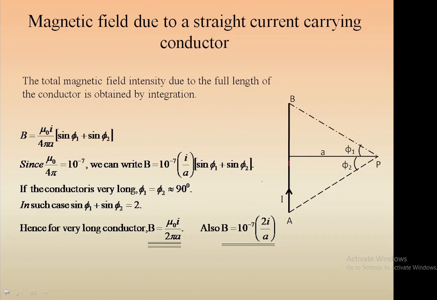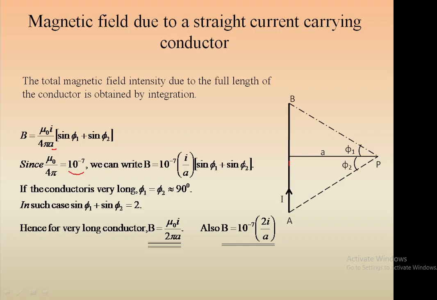The total magnetic field due to the entire length of the conductor AB is obtained as capital B equals mu 0 divided by 4 pi A into sin phi 1 plus sin phi 2, multiplied by I. Here mu 0 is the permeability, I is the current flowing through the conductor, A is the perpendicular distance from the conductor to the point P where we have to find the magnetic field, and phi 1 and phi 2 are the angles subtended at the point P by the end points A and B. Now, mu 0 divided by 4 pi is equal to 10 raised to negative 7. So we can also write capital B equals 10 raised to negative 7 into I by A into sin phi 1 plus sin phi 2.